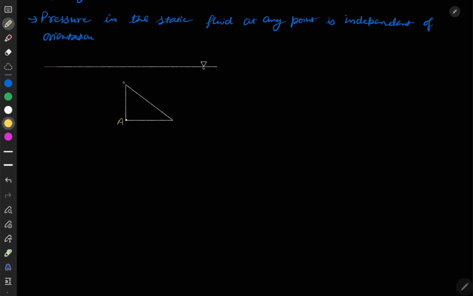This is A, B, C. This angle is theta. This is 90 degrees. This distance is dx, and this distance is dy. Now let's say the length of the wedge is ds.